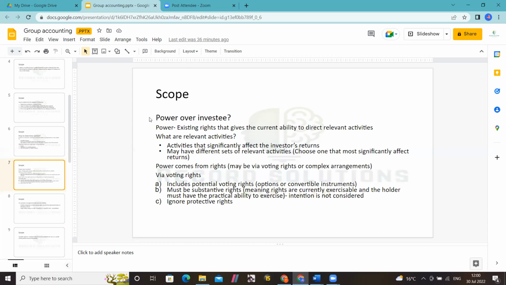Now, what did we say power is? Existing rights that give the current ability to direct relevant activities. Now let's think about this practically. When it's via voting rights, in most cases you're going to have an AGM, an annual general meeting, in which shareholders come together and choose these directors. Now let's think about it properly. Obviously A Limited will be there, because it has a big interest in that entity. It will be there in that meeting.